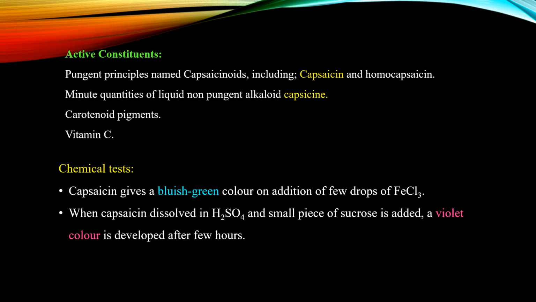The chemical test for capsicum gives a bluish green color on addition of a few drops of ferric chloride to the extract or aqueous decoction of the powder. When capsaicin is dissolved in sulfuric acid and a small piece of sucrose is added, a violet color is obtained within a few hours, which is characteristic for the capsaicin constituent.